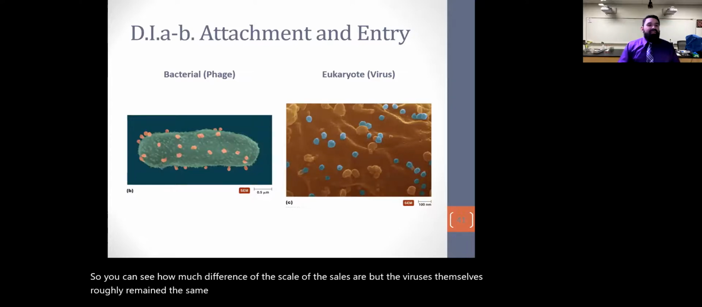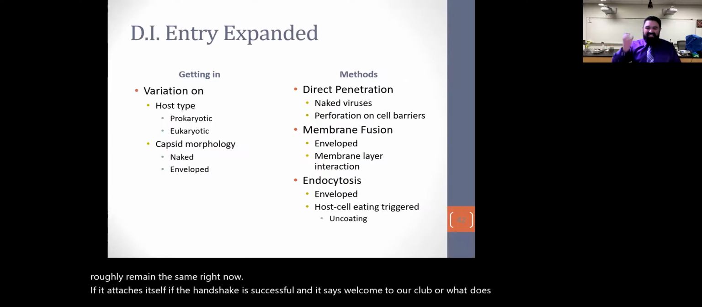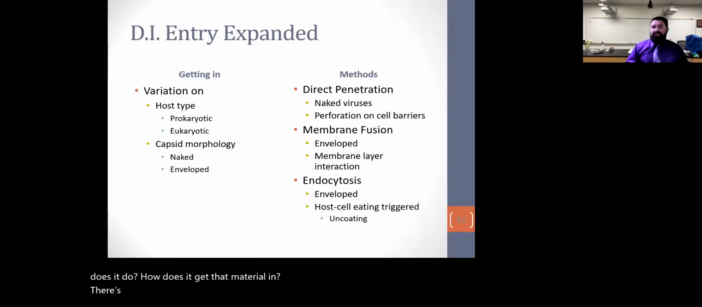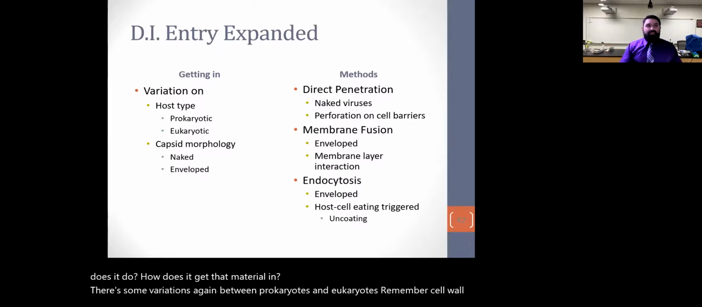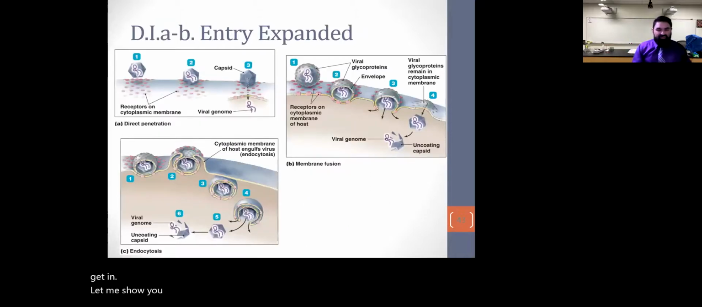Now, if it attaches itself, if the handshake is successful and it says, welcome to our club, well, what does it do? How does it get that material in? Well, there are some variations, again, between prokaryotes and eukaryotes. Remember, cell wall, that kind of stuff, right? But there are 3 basic established methods on how we describe a virus getting in. Let me show you by pictures, a little bit easier to describe.